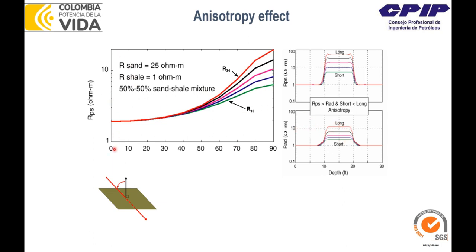So look at this graph where resistivity is changing from 1 ohm meters in the shale to 25 ohm meters in the sand, right? And this is a 50 to 50 percent mixture. And look at what's going on with the curves. The shallow curve reads less and the deeper curve reads more. Okay, and this is here just for the phase shift.